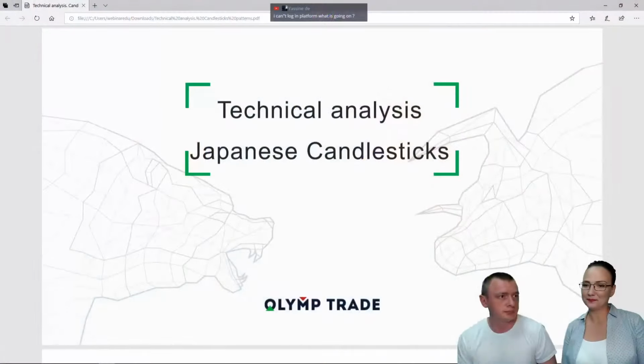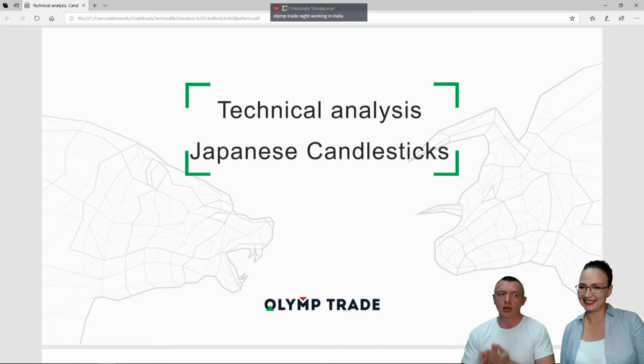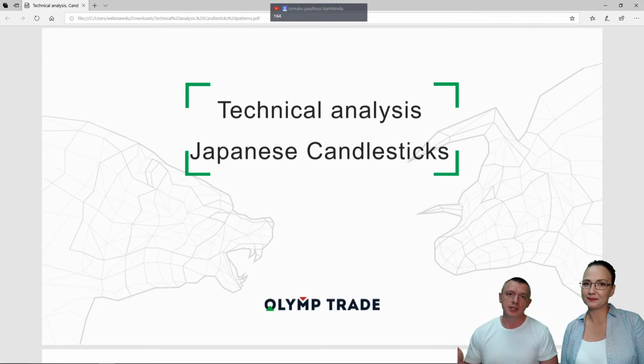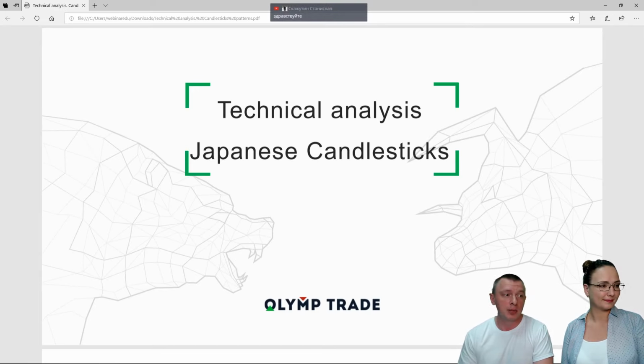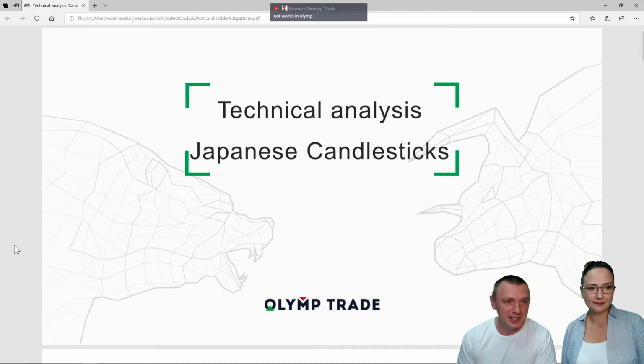Japanese candlesticks. That's it, my friend. So, my friends, non-indicators trading, and of course, when we speak about non-indicators trading, we are speaking about Japanese candlesticks trading and using different patterns. Today, while the platform is not working, we are going to show you Japanese candlesticks trading and how you can use different patterns to trade. If you have any questions, you can leave your comments in the chat.